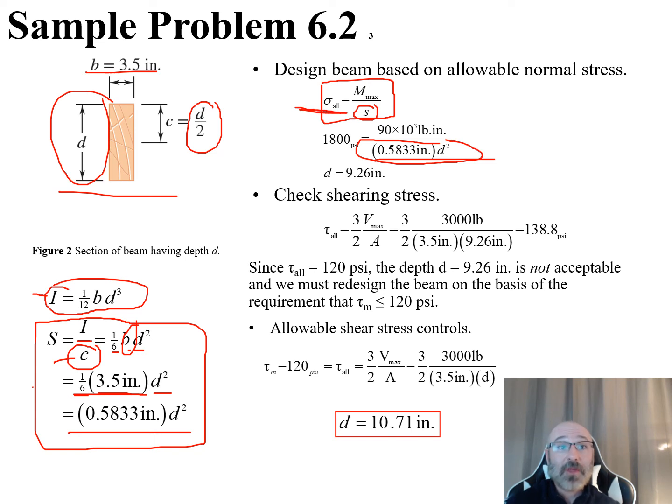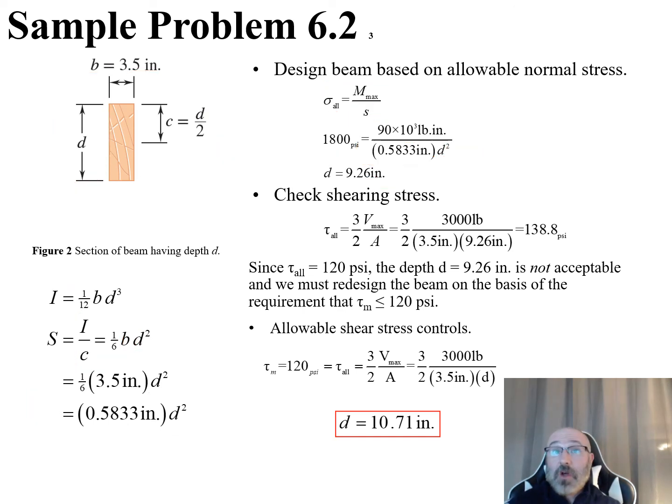That is what we get going up here to the sigma allowable, as we plug this relationship in for our S on the bottom, leaving us with one equation and one unknown at this point. We just solve for that D, and that's where we get D is equal to 9.26. And again, double check your units. This is in inches.